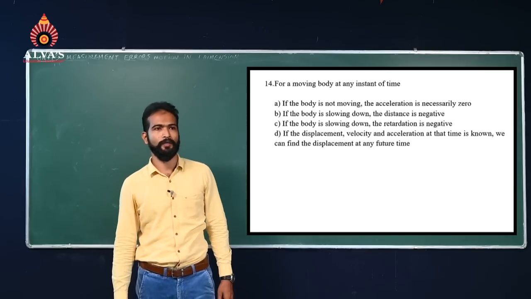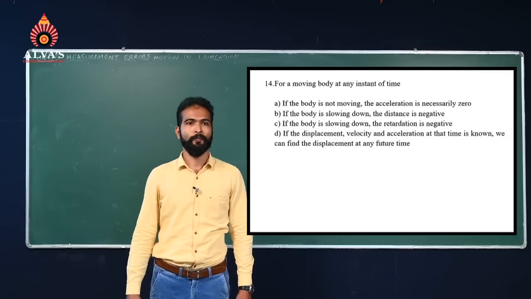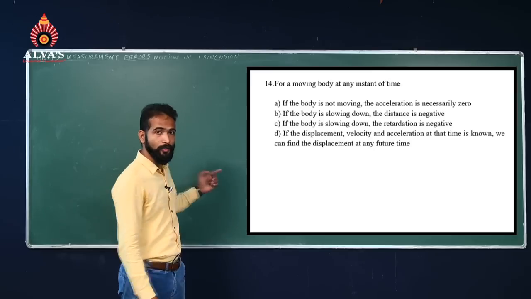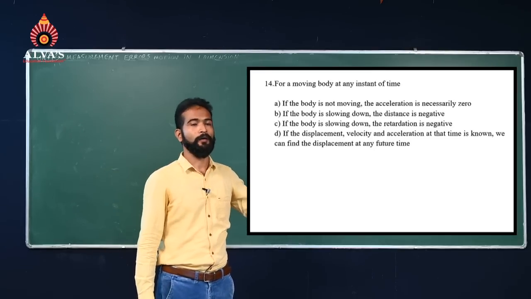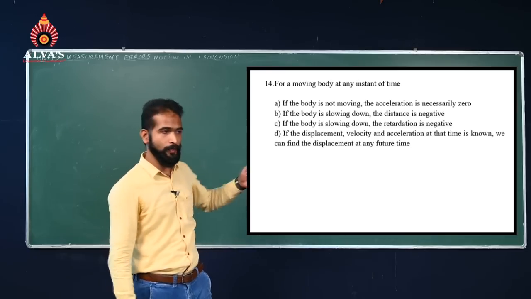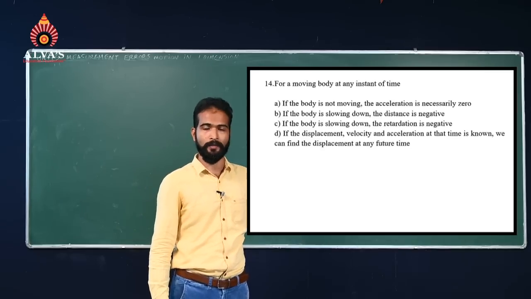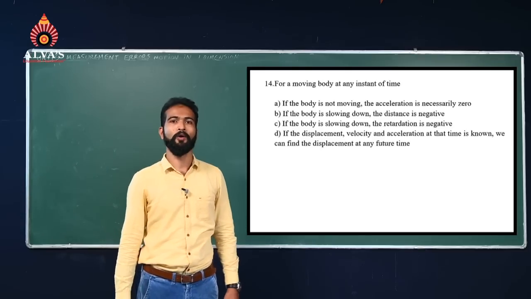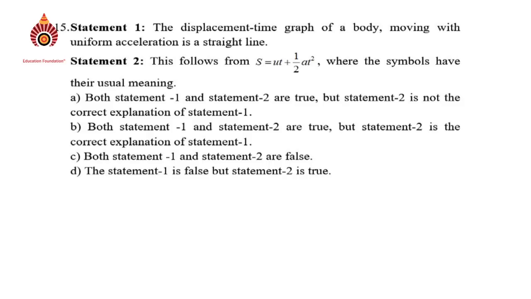Now come back to option C. It says that if the body is slowing down, the retardation is negative. So retardation is always the negative of acceleration. If the body is traveling in the positive direction and if it slows down in the positive direction, then acceleration becomes negative. If the acceleration becomes negative, retardation, being the reverse of acceleration, will become positive. So option C is also wrong. Correct option is only option D.